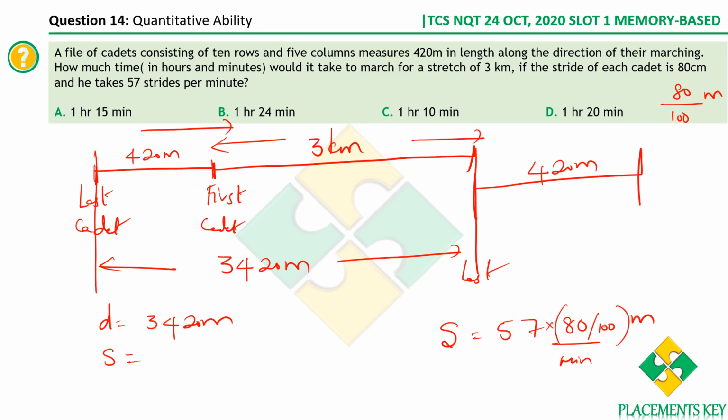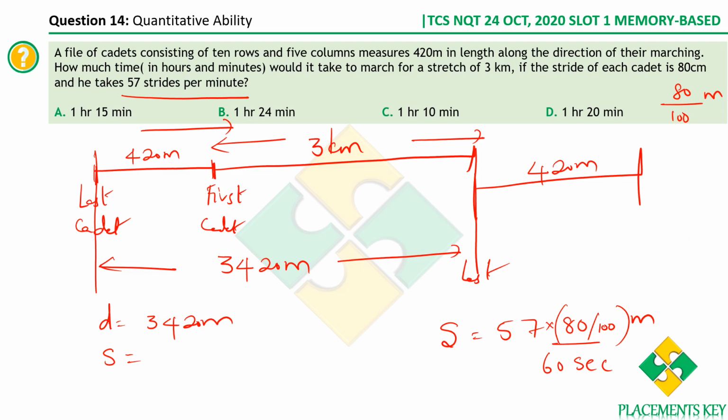Now we have it in minutes, let's convert into seconds. So 1 minute is what? 60 seconds. So I'm writing it as 60 seconds. Is it clear? Let me repeat it. He takes 57 strides per minute. The minute I'm converting into seconds, so 57 strides per 60 seconds. We know one stride is 80 by 100 meters, so I'm just writing 80 by 100 meters. Is it clear? Now let's simplify it.